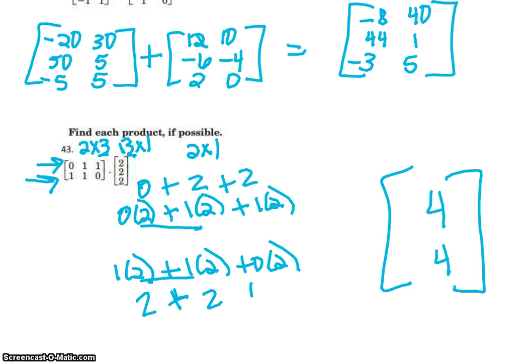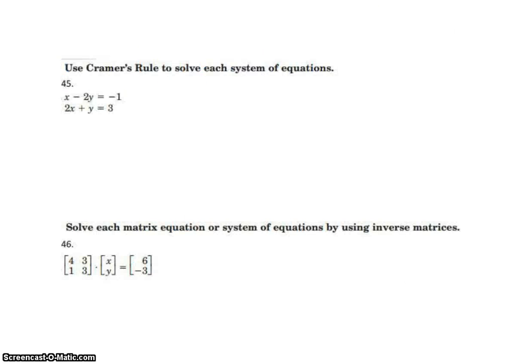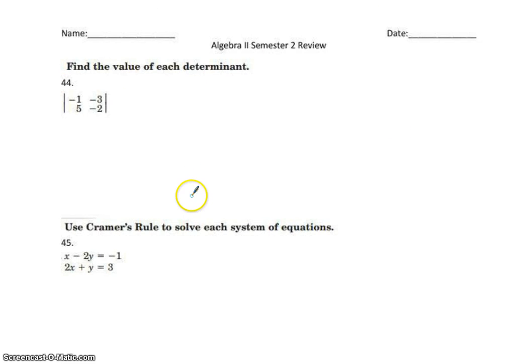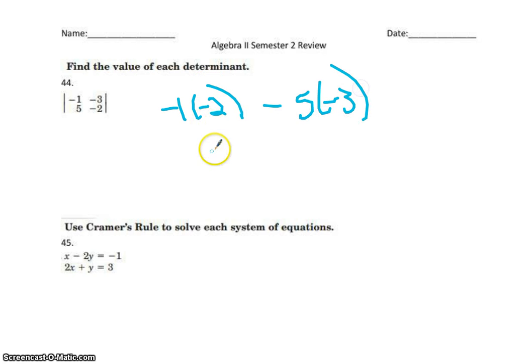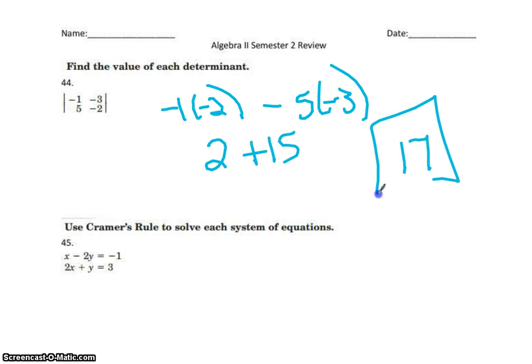Okay, this time I think I really am taking you to the last page. Looking at number 44, find the value of the determinant. Remember, it is multiply your diagonals and then subtract. So it's negative 1 times negative 2 minus 5 times negative 3. So that's 2 plus 15, so it would be 17.